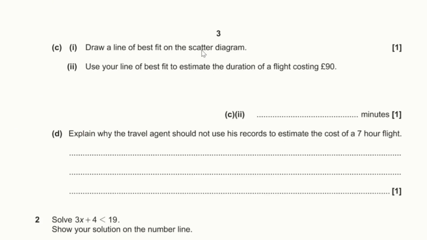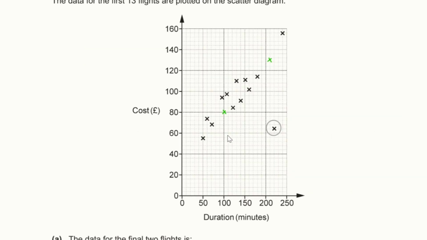For the first part of part C, we have to draw a line of best fit on the scatter diagram. For the line of best fit, we have something looking like this. We have roughly the same amount of points above the line as we do below the line.